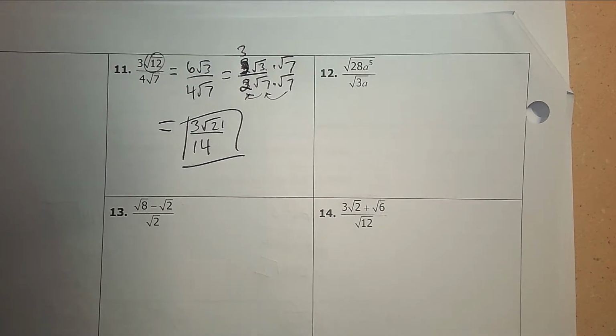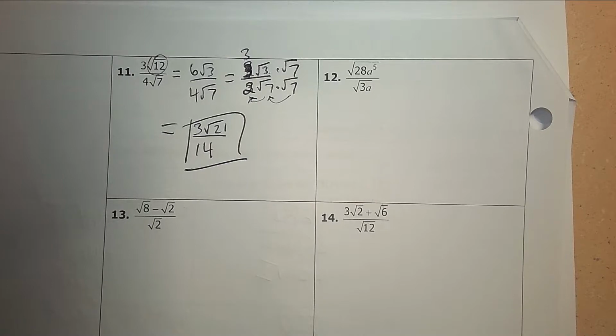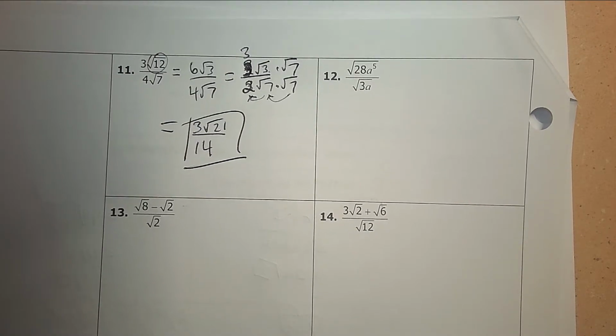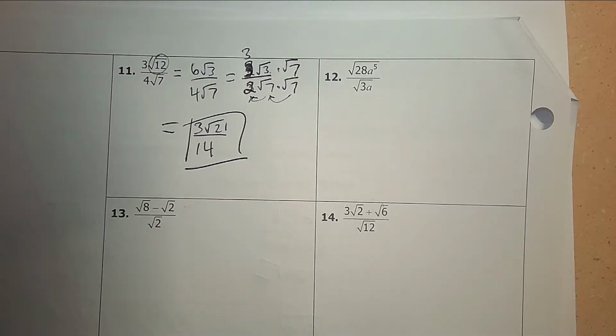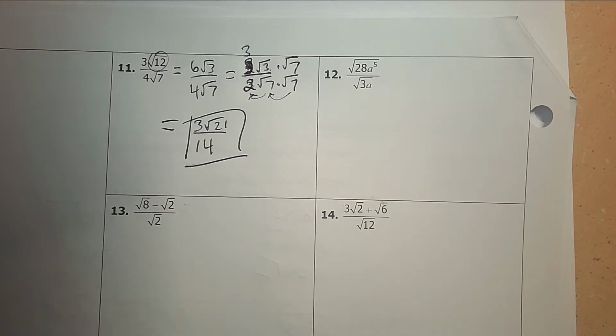You know what you're tempted to do? Is to think that 21 and 14 would reduce down. And why can I not do that? Because one is under a square root sign and the other one is not. So they're not like numbers like that. Simplify, then multiply by the irrational number on the bottom. Try number 12.